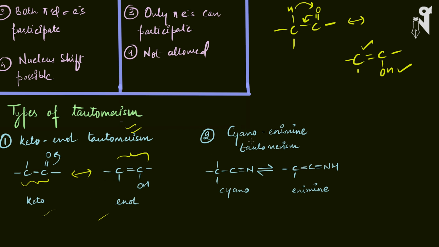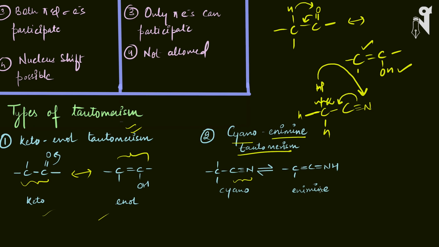Next kind of tautomerism is cyano-enamine tautomerism. So cyano-enamine tautomerism means you have a cyano group, that is C triple bond N. So here again we will have a quick look at it. This is my C triple bond N, this is my alpha carbon, and these are the alpha hydrogens. Now what kind of shift happens? This alpha hydrogen shifts from its position to nitrogen. So this sigma bond breaks and one of the pi bonds shifts between carbon and carbon.